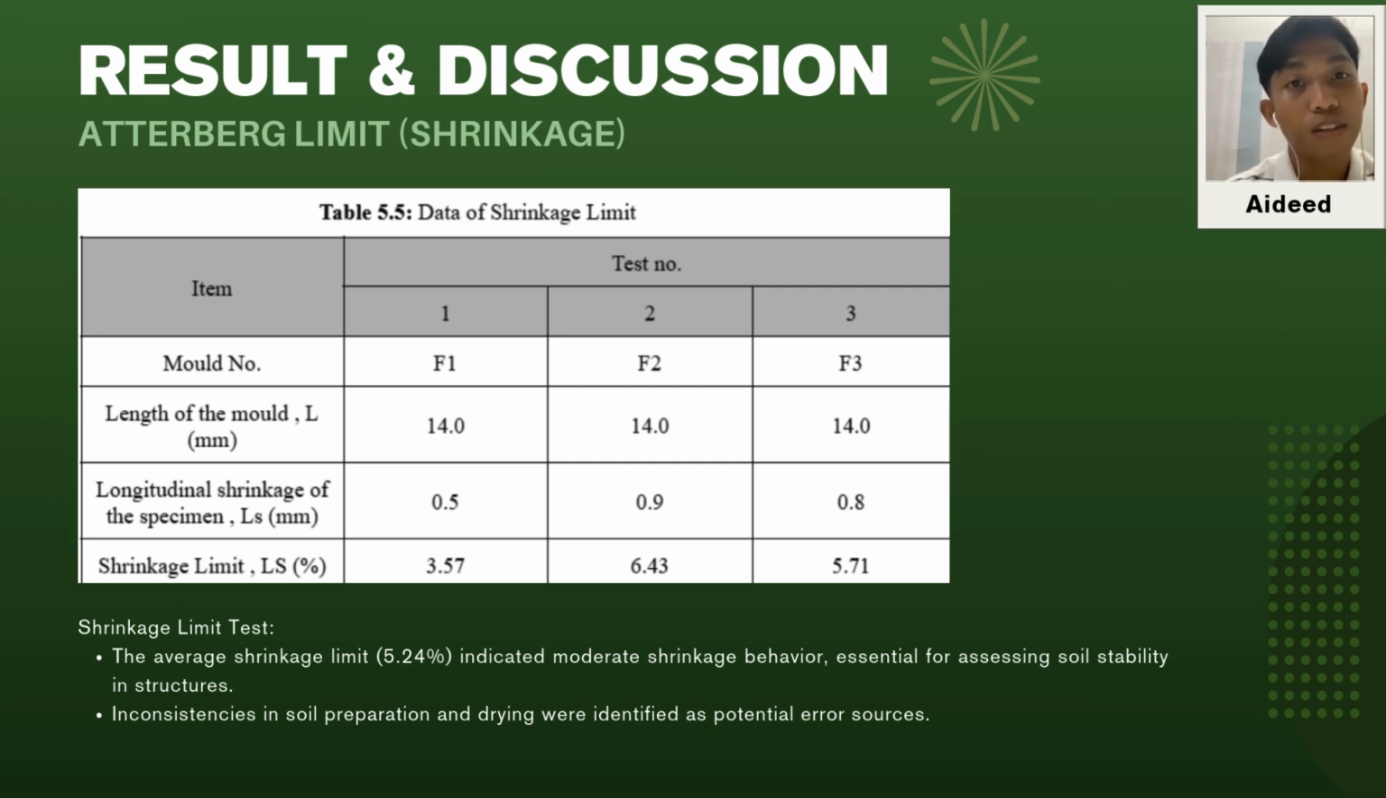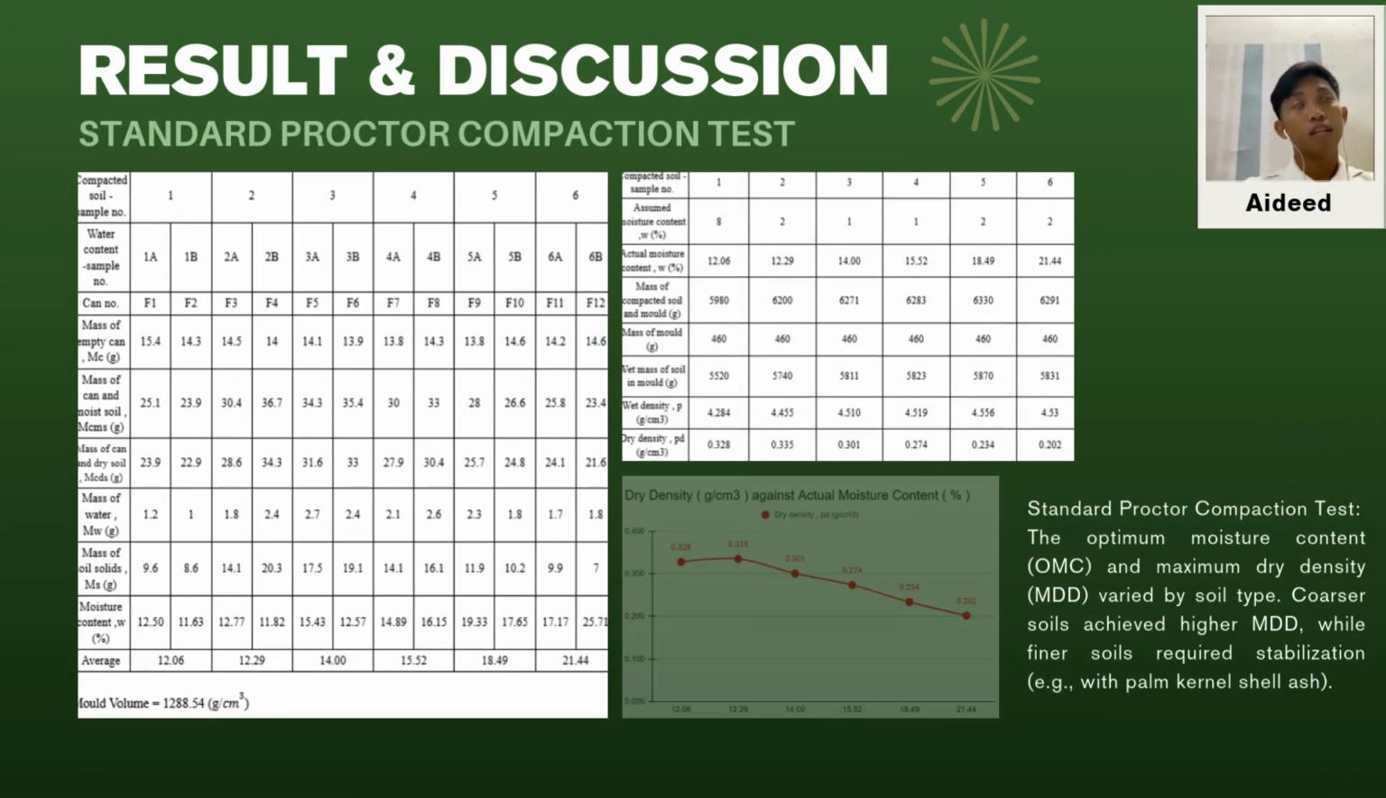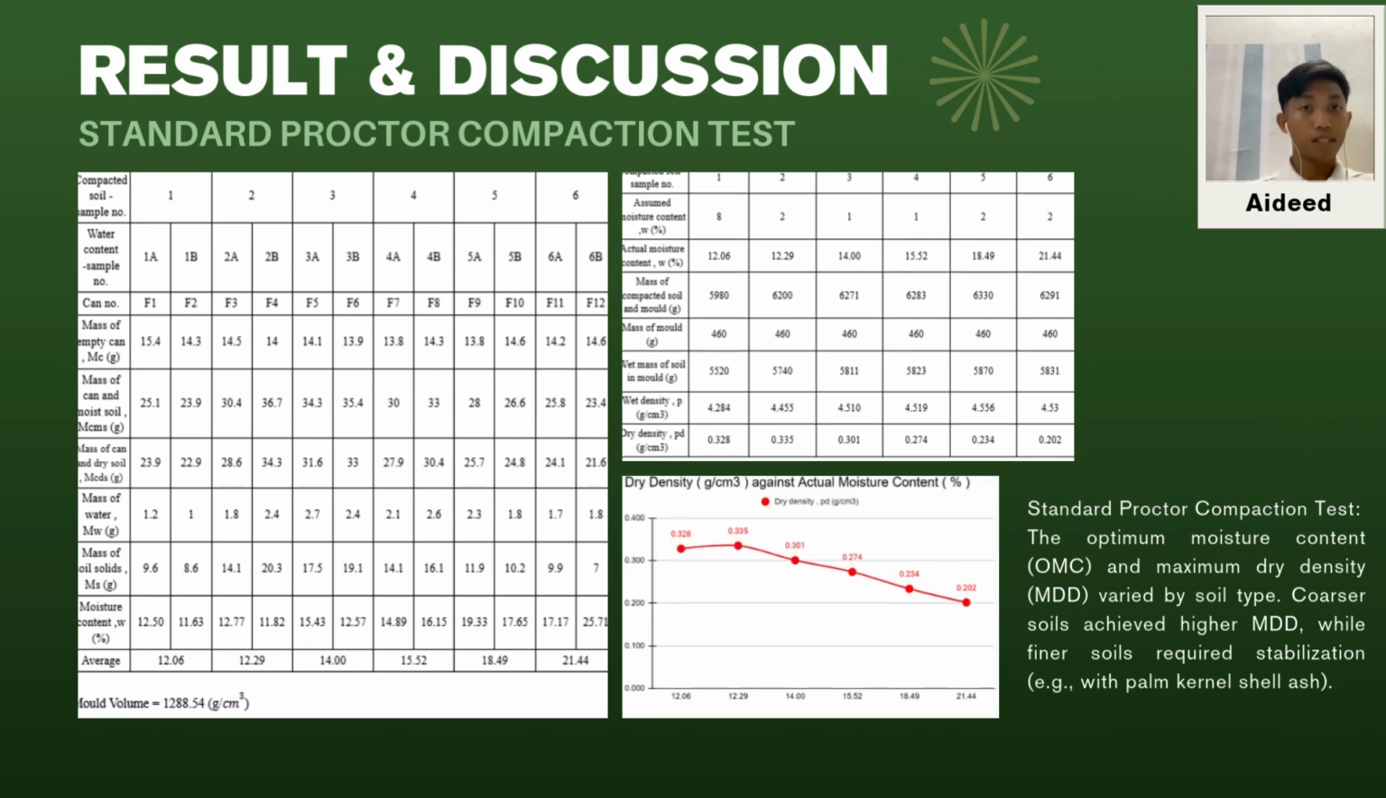Next, inconsistencies in soil preparation and drying were identified as potential error sources. This is because we got the result for the dry soil too late, so I think this is because of human error. So for the last test, we did the standard Proctor compaction test.